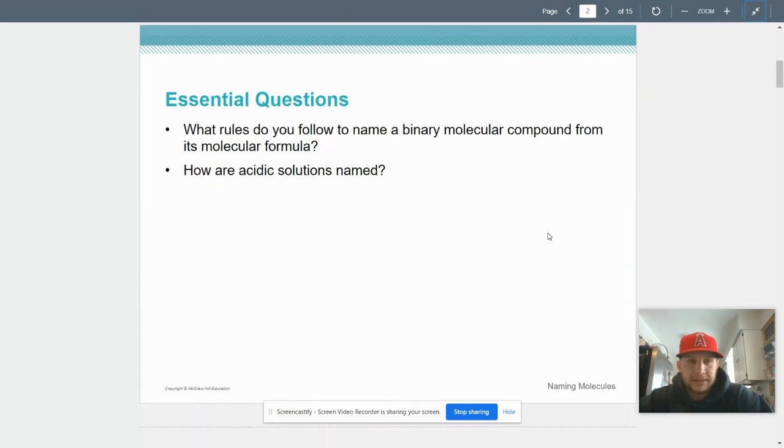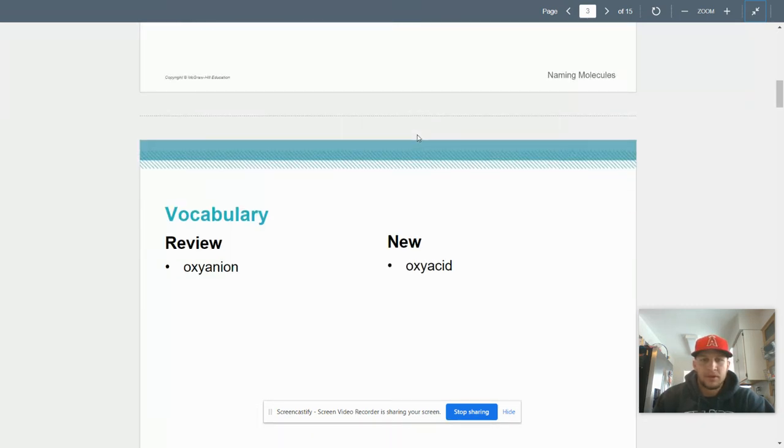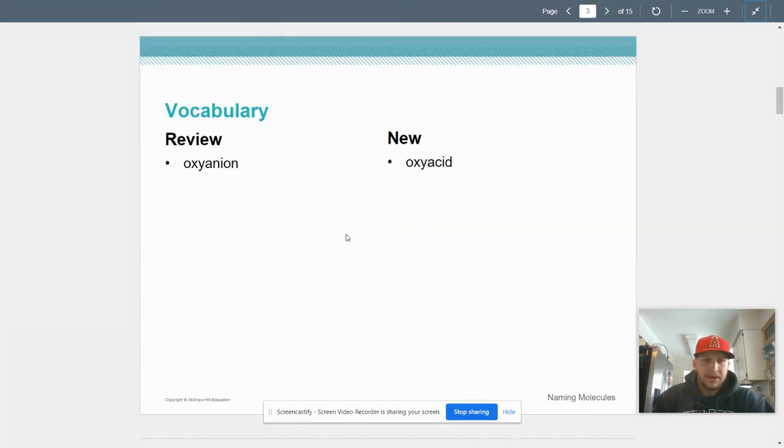So on today's lesson, we're going to talk about rules for naming binary compounds, and basically we're going to be able to name them based on their molecular formula. Now, you think back last chapter, we had a set of rules for ionic compounds. This is going to be a similar naming scheme, but in this case, we're dealing with covalent molecules. As well as we're going to talk about how to name acidic solutions, and hopefully a couple of tricks that will help you be able to identify, okay, hey, this is an acid. Pretty light on vocab today.